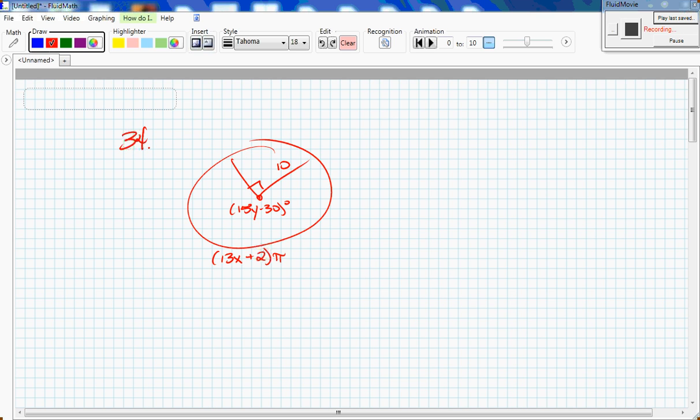Alright, on question 34, 35 will be done the same way. We need to solve for both x and y. In this case, it's probably going to be easiest to solve for y first.